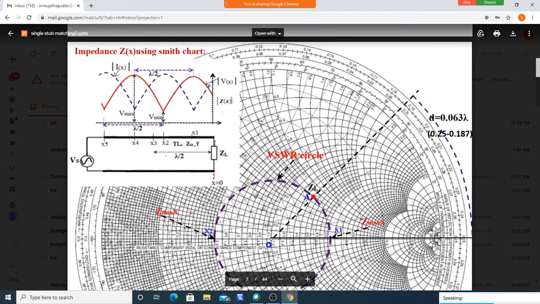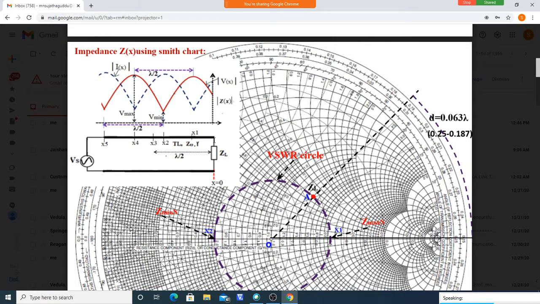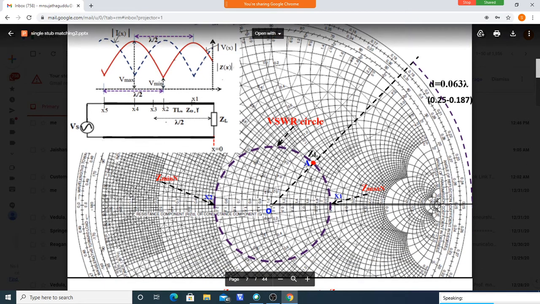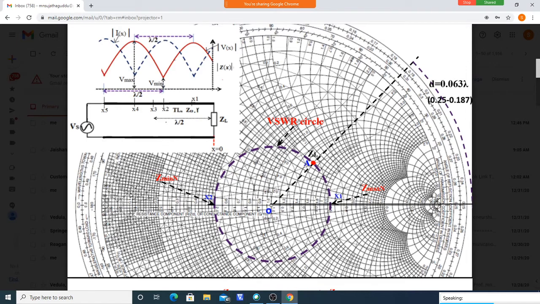Okay, so here from the load, this is a load point. As you move towards the generator like this, impedance changes. What are those impedance values that we can measure from the Smith chart here? So we have to mark the given load here, point A. I have marked a point A here on the Smith chart.